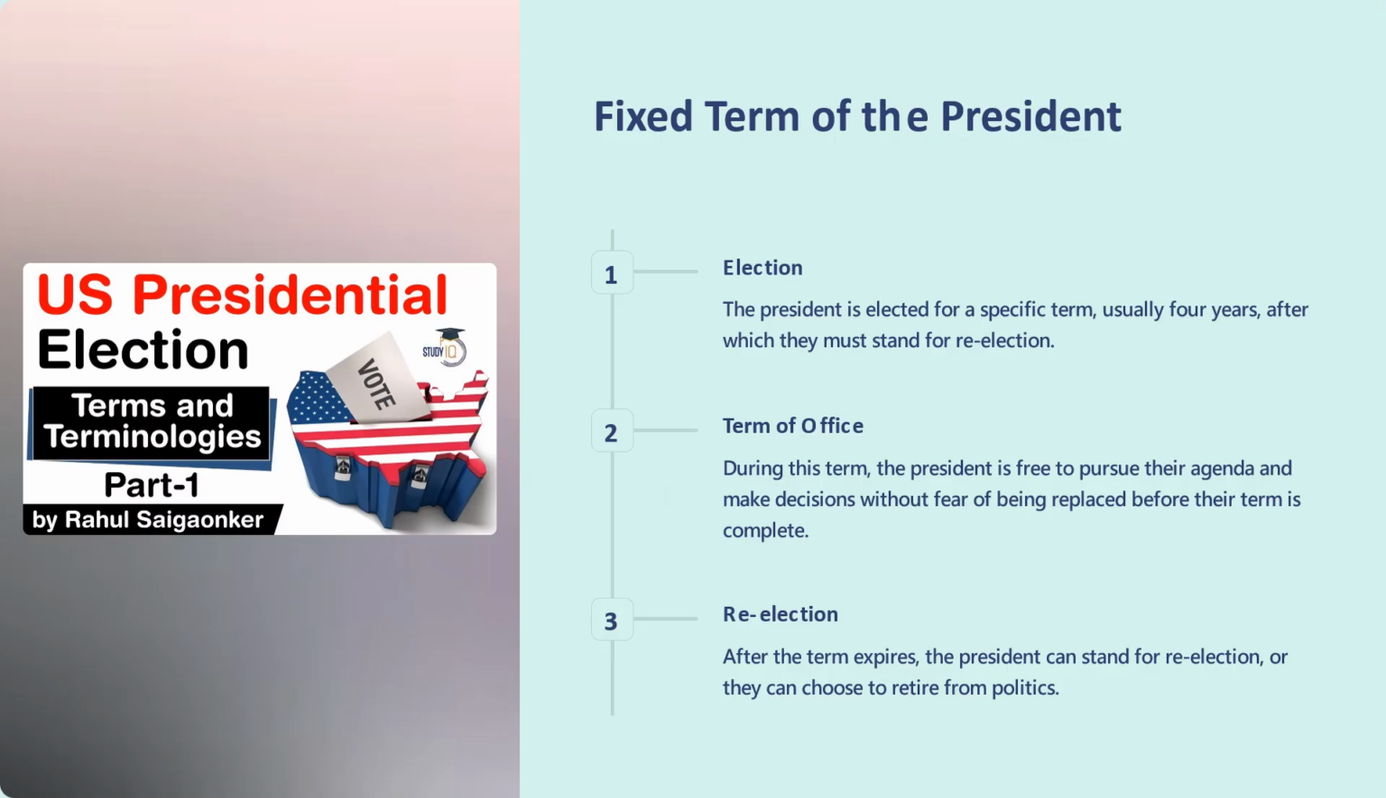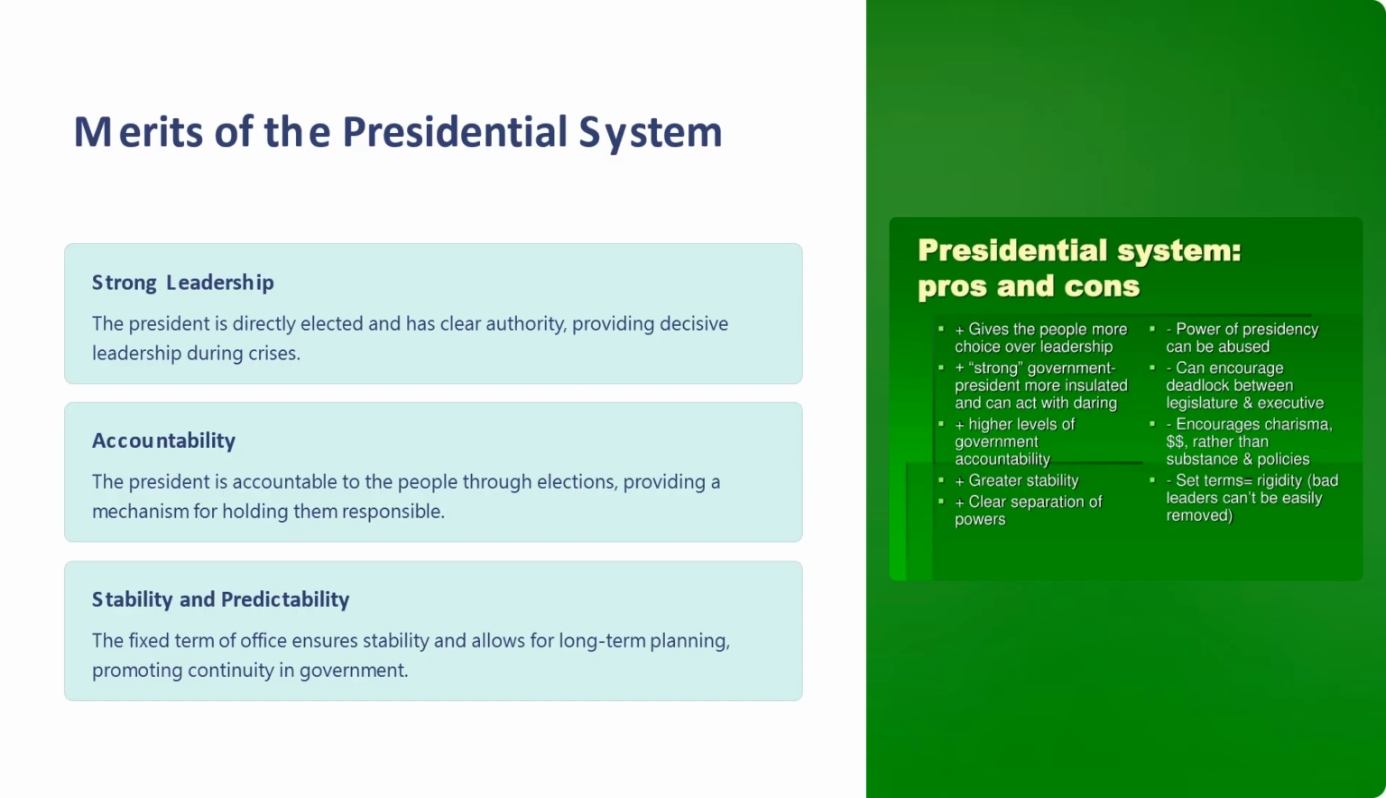Fixed term of the president. In a presidential system, the president typically serves a fixed term, which provides stability and predictability in governance. So in a fixed term, the president serves a specified period, usually 4 to 7 years, depending on the country's constitution. Merits of the presidential system.